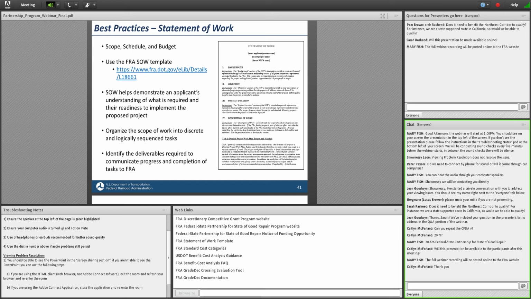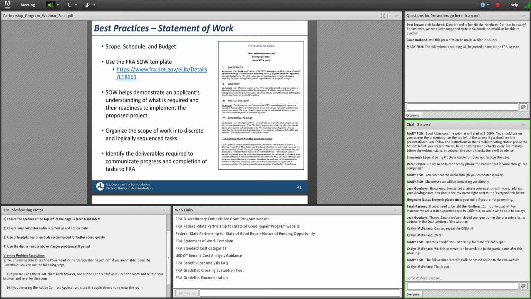But we also like applicants to fill out a statement of work when they're putting together their application, because it really demonstrates to the FRA evaluators the applicant's understanding of what is required for their project and how ready they are to move towards project implementation.